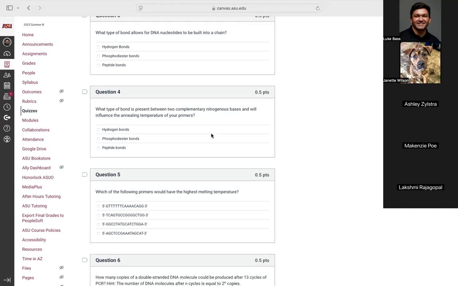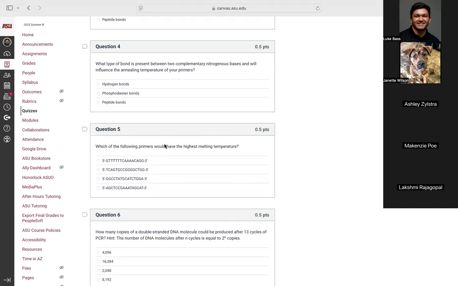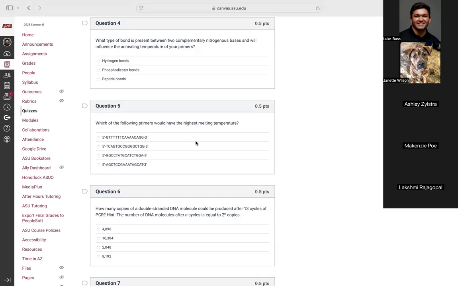So then looking at question five, which of the following primers would have the highest melting temperature? You have to remember that the number of GC bonds increases the melting temperature just because they have that extra hydrogen bond. Yeah, GC interactions have three hydrogen bonds, whereas AT interactions only have two. So the primer that has more GC content is what it's called. Yeah. The ones that have more GC content will have a higher melting temperature.